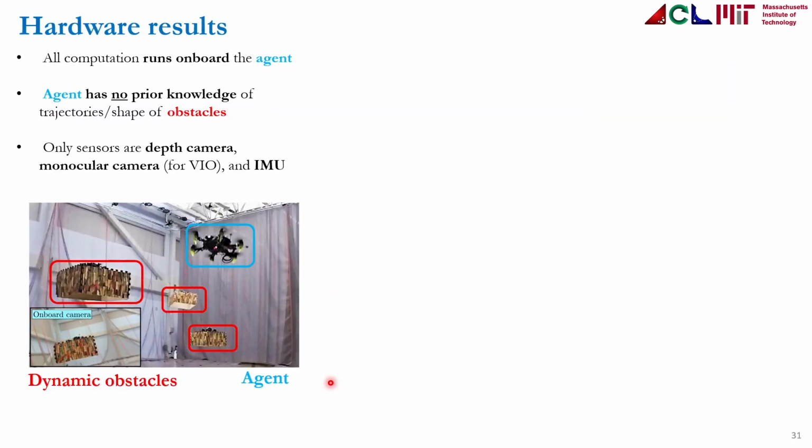If we move now to the hardware results, I'm going to show you a video in the next slide, but the idea is that in all these hardware experiments, all the computation will run completely on board the agent. And then the agent does not have any prior knowledge of the trajectories or even the shape of these obstacles over here. And the only sensors that we use are a depth camera, which is pointing forward, a monocular camera that is pointing downwards, and then an IMU.